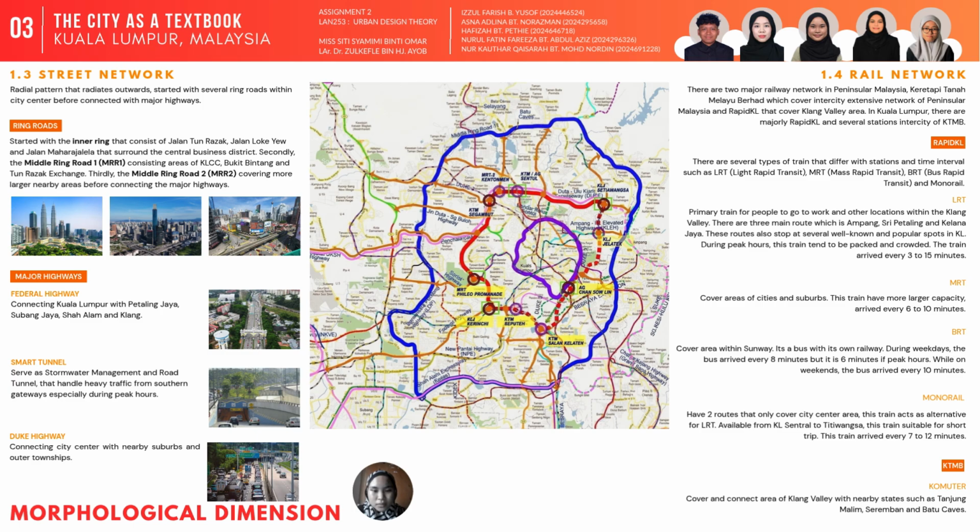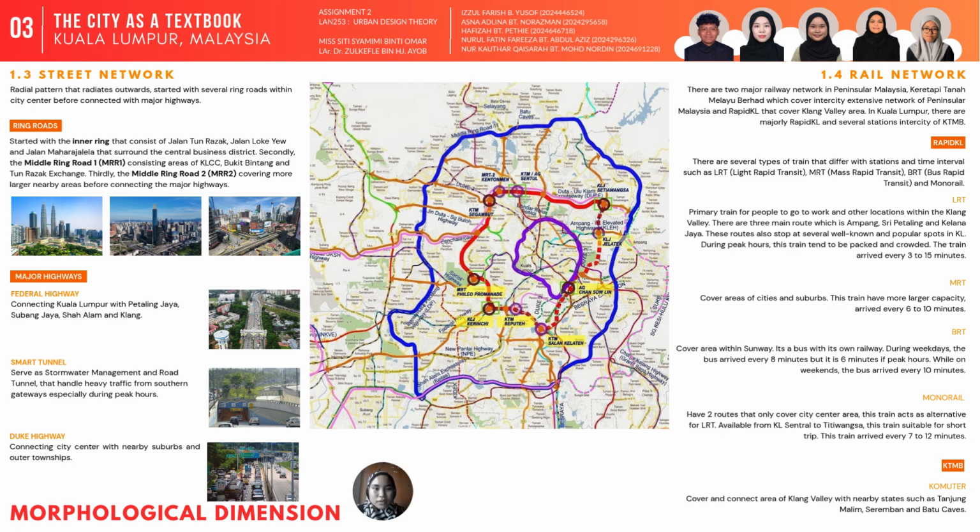And thirdly, the blue line is the middle ring road that covers a larger nearby area before connecting to the major highways. There are several major highways located near Kuala Lumpur. The first is the Federal Highway that connects Kuala Lumpur with Petaling Jaya, Subang Jaya, Shah Alam, and Klang. The second one is the Smart Tunnel, which is short for Stormwater Management and Road Tunnel. Another highway is the Duke Highway, connecting the city centre with nearby suburbs and outer townships.